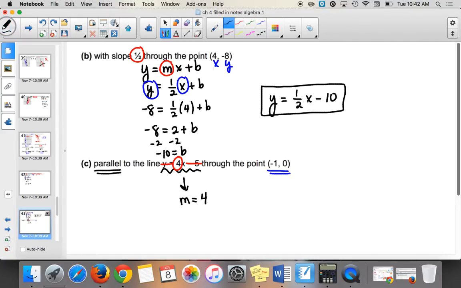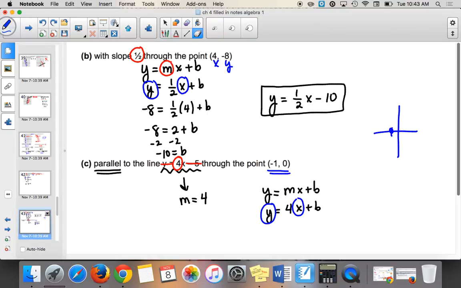So now we say, okay, I have y equals mx plus b, and I know my m is going to be 4. Temporarily, I'm going to plug in my -1 and my 0 for my x and my y. That allows me to find the b value. Why is (-1, 0) not the y-intercept? Think about where you would plot that. What kind of intercept is it? (-1, 0), it's over here, right? It's the x-intercept. So x-intercepts we don't use in that y equals mx plus b.